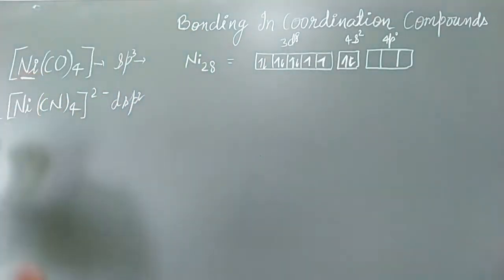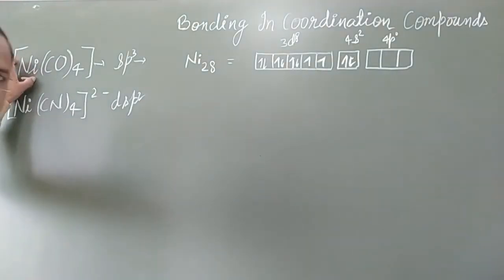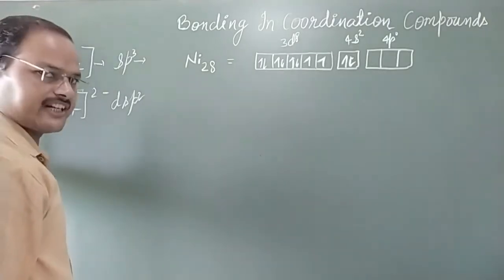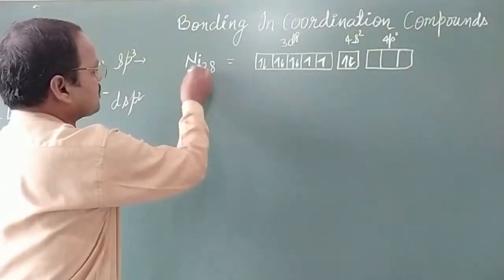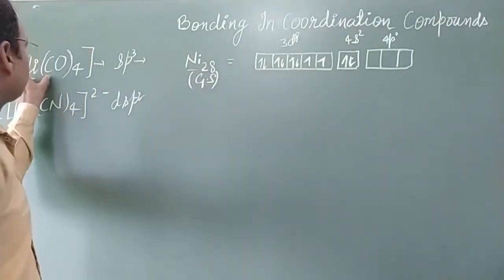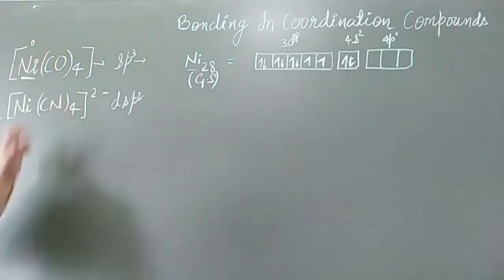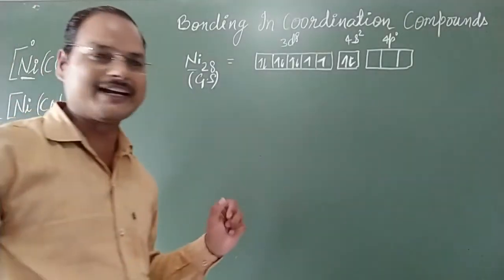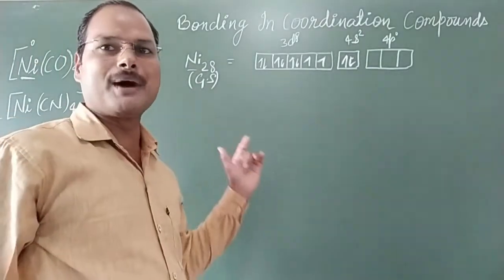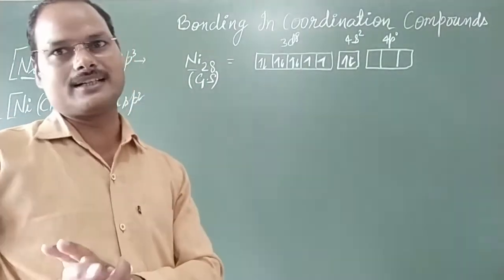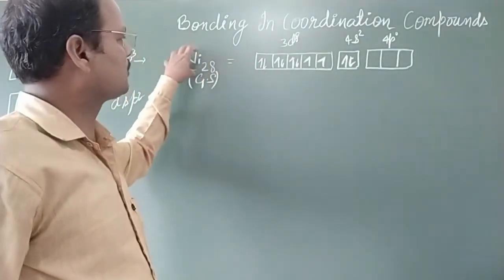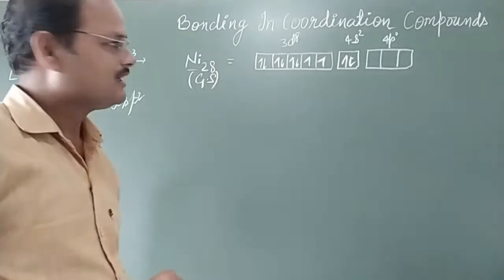Now to find out the type of hybridization, this type of compound will be here, nickel. What is the oxidation state of nickel? This is the electronic configuration of nickel in ground state. And nickel's oxidation state in this compound is 0. It means nickel is in the ground state in this compound. Therefore, no need to write once again. The ground state electronic configuration is already written here.